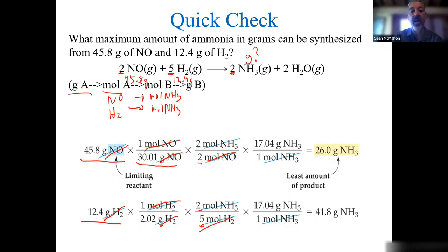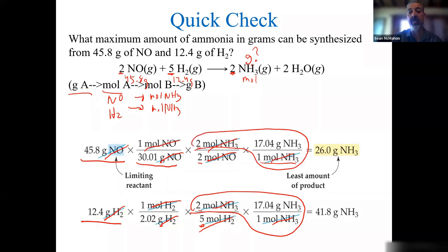So how do I go to grams? Once I have moles of this, I can convert to grams using molar mass. In 1 mole of ammonia, there's 17.04 grams. So moles of ammonia cancel. And it's the same thing here. What's nice about the double stoich is you see this last portion is the same because you're converting to the same compound, grams of ammonia. I always tell students, write everything out and then grab your calculator and punch the numbers because that'll actually save you a little bit of time.